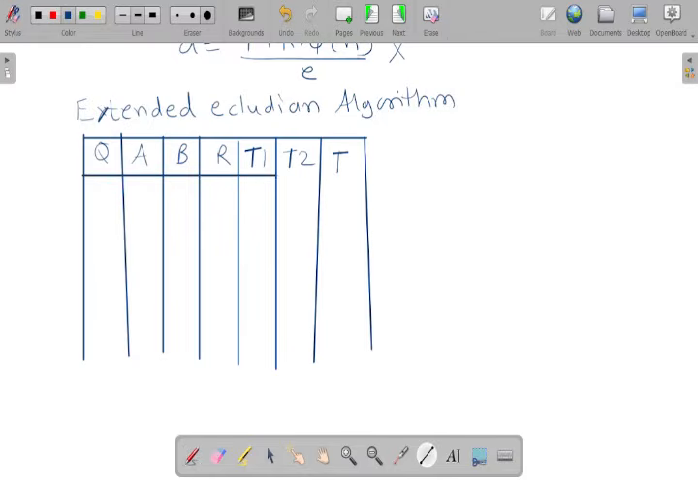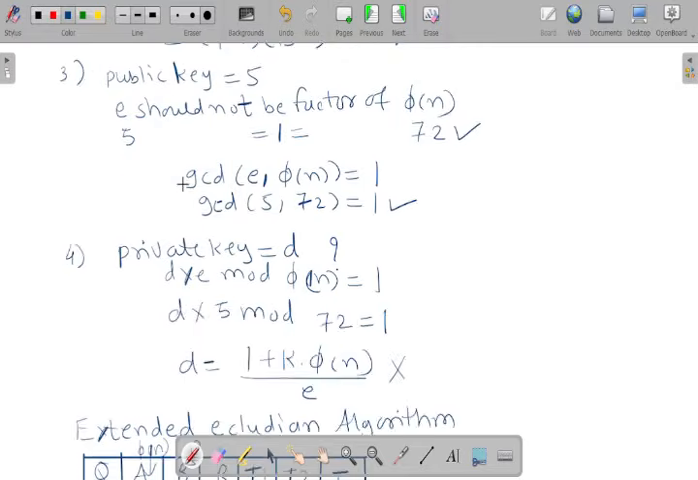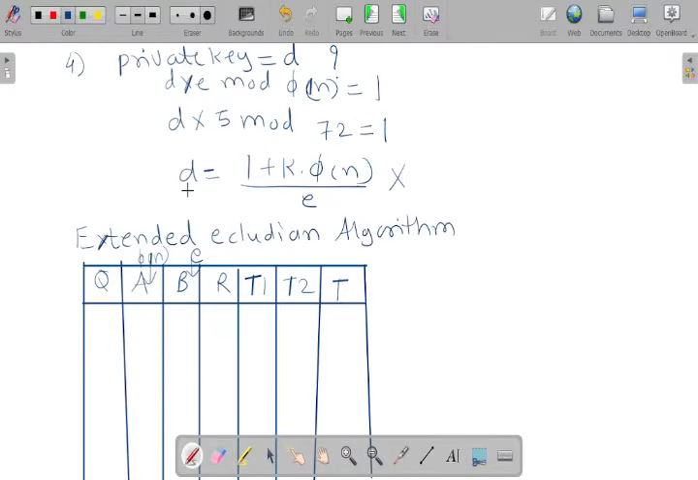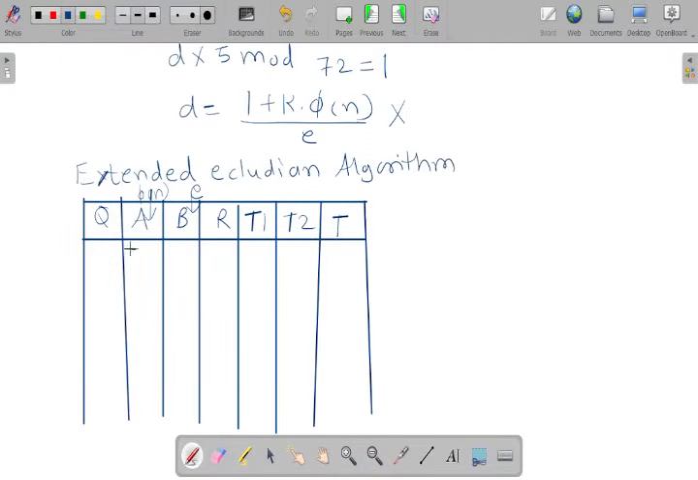Okay, now you have to put the value of your A, B, T1 and T2 first. So the value of A is nothing but your value of phi of n, and the value of B is equal to the value of your E, that is the public key, because in this example the value of the public key is given, that is 5, and your value of phi of n is 72, and here you are writing 5. So first of all you have to find out 72 divided by 5. So you will get the quotient, that is 14, and the remainder you will get 2.